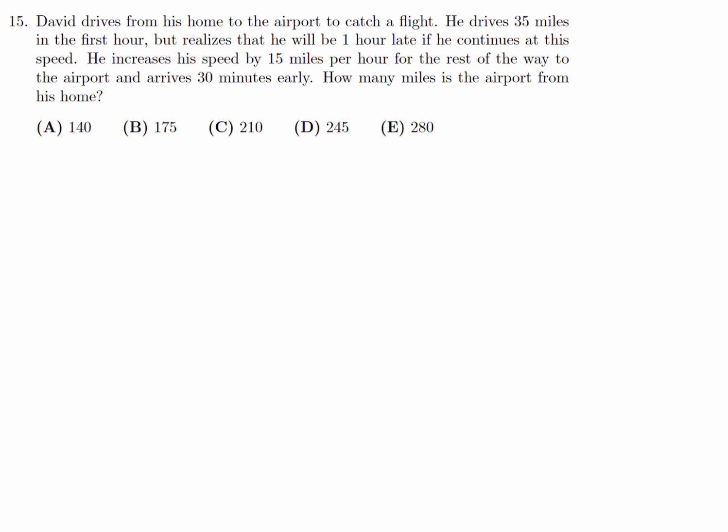Well, we have a situation where he's driving and we don't know the exact distances, but his home is here and his airport is here. And for the first 1 hour, he drives at 35 miles per hour. So obviously that means he covers 35 miles. And then he's going to drive the remainder of the distance at 50 miles per hour because he wants to ensure that he is not late.